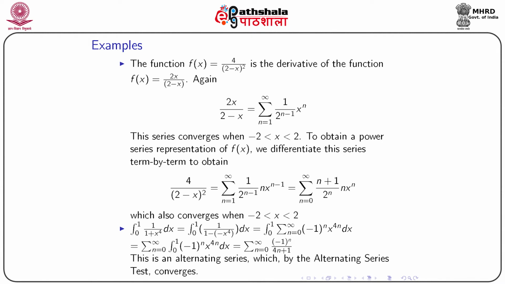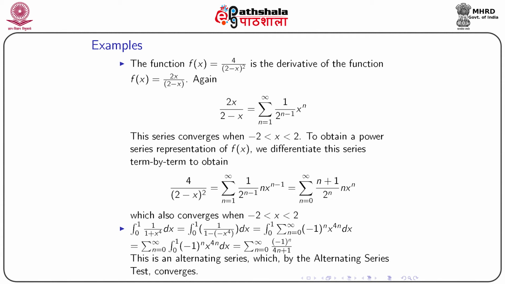So the function f(x) = 4 over (2 minus x) squared is the derivative of the function 2x by (2 minus x). If you take the derivative of 2x by (2 minus x), we will get 4 by (2 minus x) squared. And 2x by (2 minus x), once again I can write it as a series, sum over n from 1 to infinity of 1 over 2 to the power n minus 1 times x to the power n. This is a convergent series, and it converges whenever mod x is less than 2.